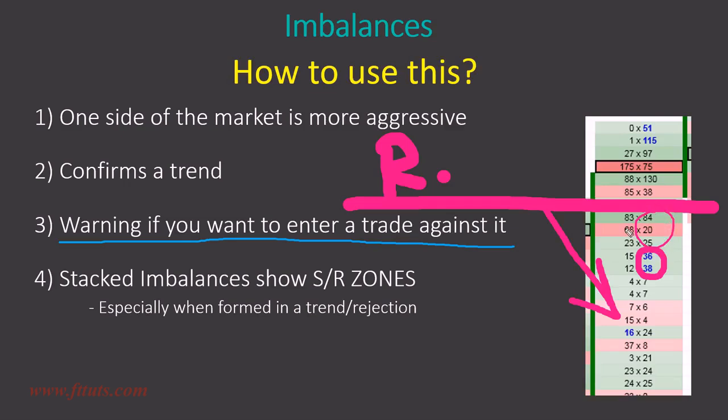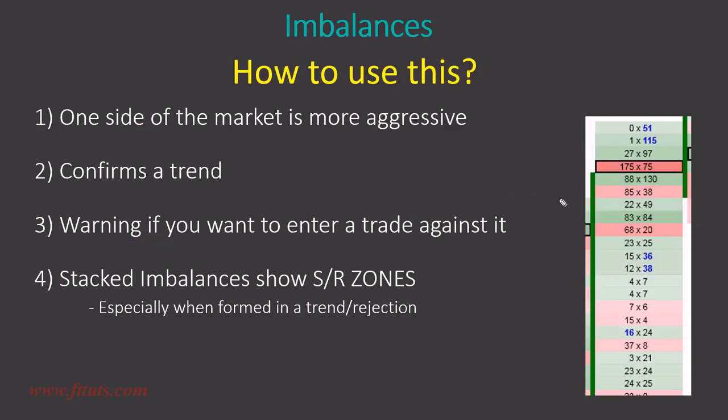Then you see that the buyers are pretty aggressive, they are pushing price upwards, and especially that the buyers are way more aggressive than the sellers. So unless you see any confirmation at this level or around your resistance level, you don't really want to enter a short from there because you see that the buyers are really aggressive. So that's the warning, right?